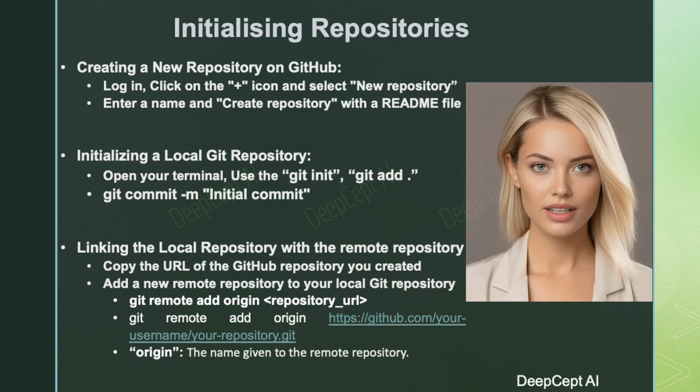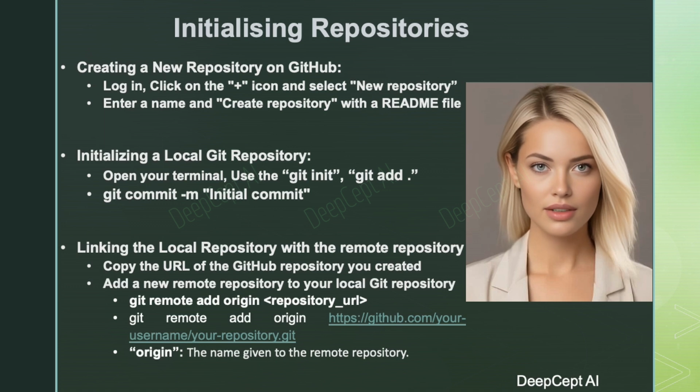Initializing a GitHub repository involves setting up a new repository on GitHub's platform to store your project's files and track their changes. To initialize a GitHub repository, log into your GitHub account, navigate to the GitHub website, and click on the plus icon in the top right corner. Select New Repository, provide a name, description, and choose whether it will be public or private.